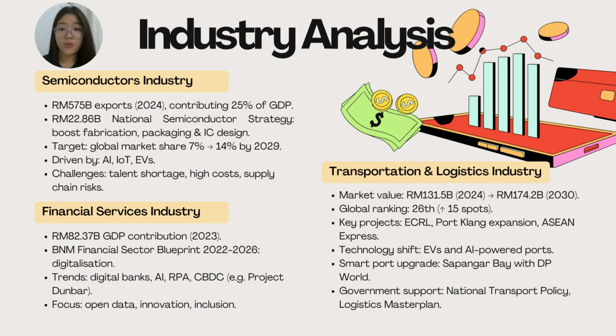I will give a quick overview of six major industries from our stock portfolio. First, the semiconductor industry is one of Malaysia's key sectors. This is because it contributed RM 575 billion in exports in 2024, which is around 25% of the national GDP. The government has introduced the National Semiconductor Strategy with RM 22.86 billion in funding to expand chip fabrication, packaging, and integrated circuit design. The global demand for AI, Internet of Things, and electric vehicles is pushing this growth. Also, Malaysia aims to double its global market share from 7% to 14% by 2029.